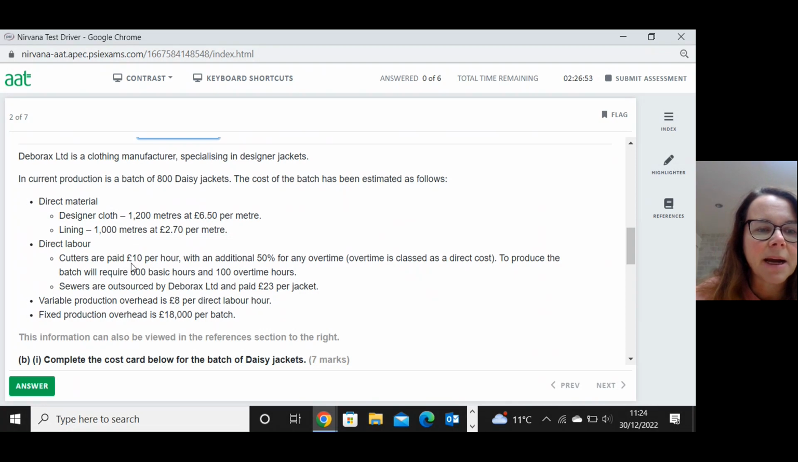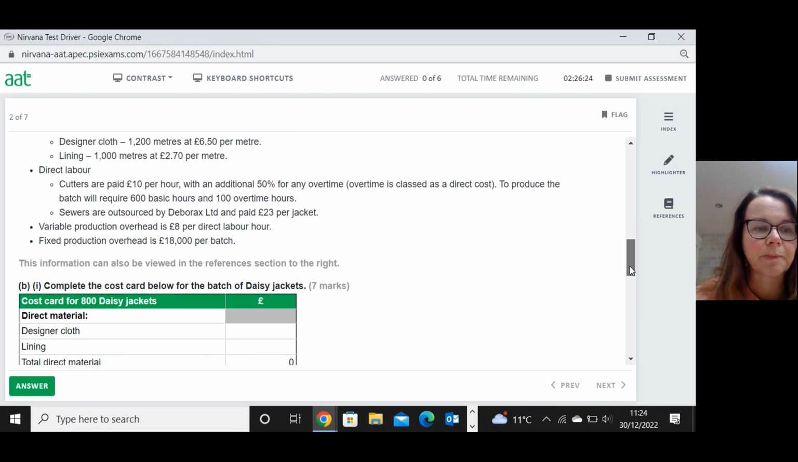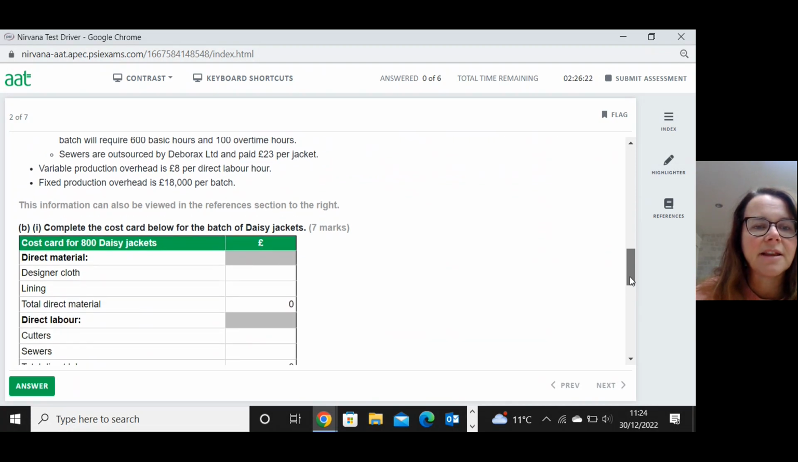We've got direct labour, cutters and sewers paid on different rates. A variable production overhead of £8 per direct labour hour. We're going to have to know how many hours are being worked, and fixed production overheads of £18,000 per batch. And just to remind ourselves, 800 jackets in a batch. So we have to complete the cost card.